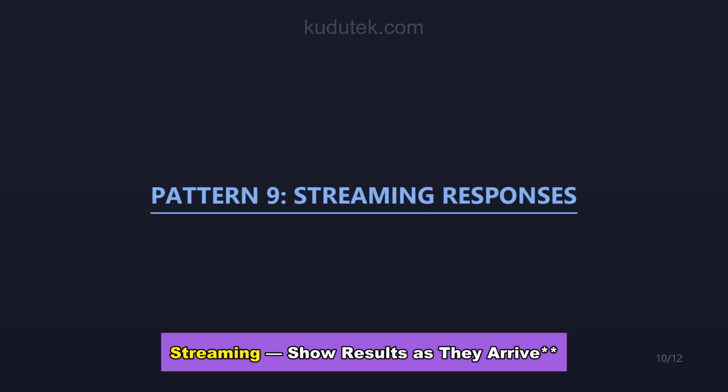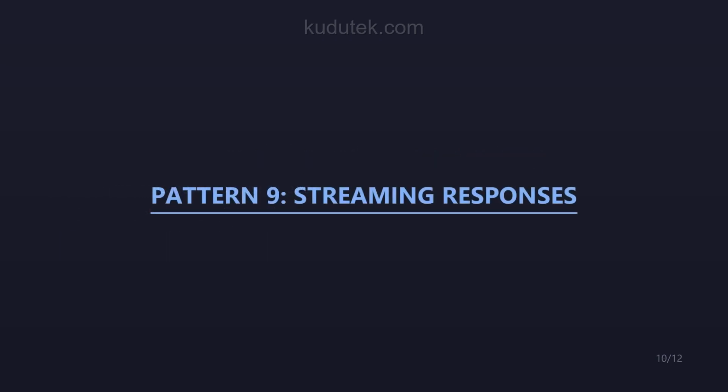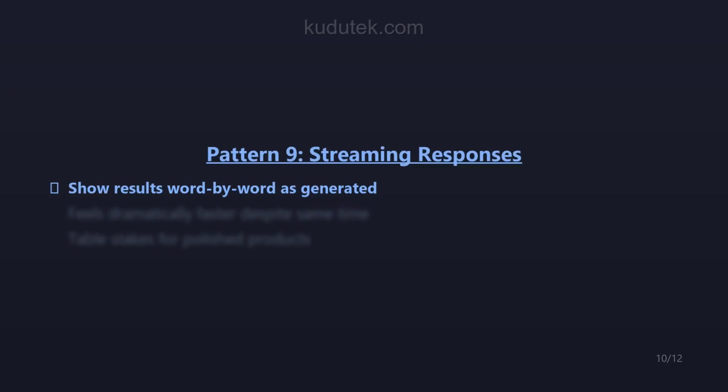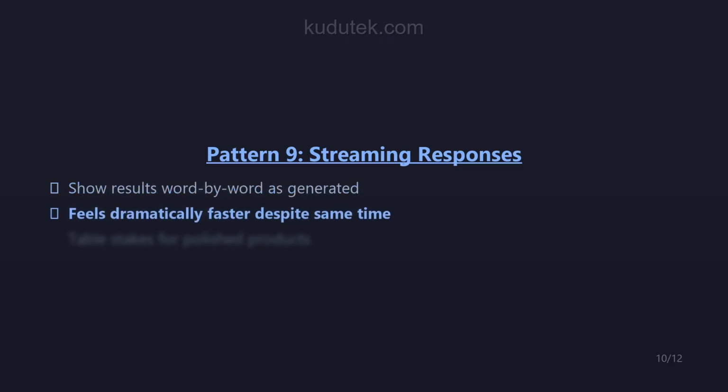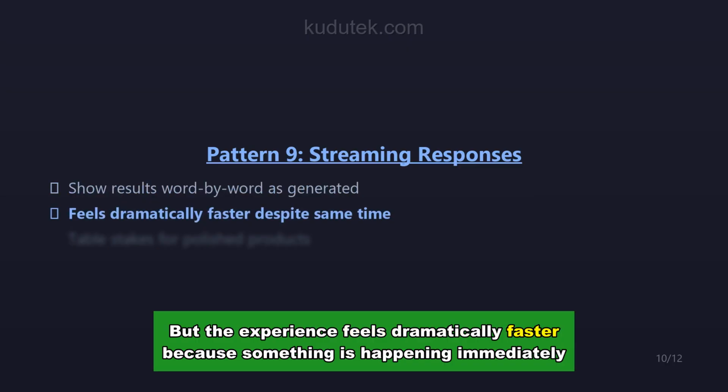Pattern 9. Streaming, show results as they arrive. Last pattern, and this one is purely about user experience. When an AI generates a long response, there can be a delay, seconds, sometimes more, before you see anything. Streaming means the response flows to the user word by word as it's being generated, just like watching someone type. Technically, the total time is the same, but the experience feels dramatically faster because something is happening immediately.